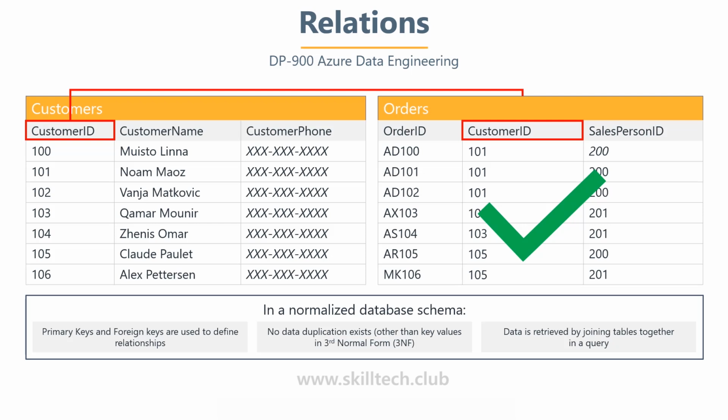This is something which is actually going to be counted like third normalization form, because data is retrieved by joining tables together in a query. So when I want to get the combined data of orders placed by the customers, I can get this. Also, you can see there is a salesperson ID mentioned there.